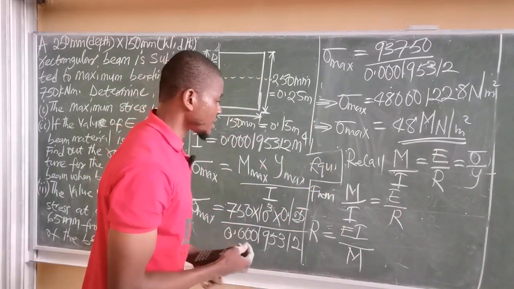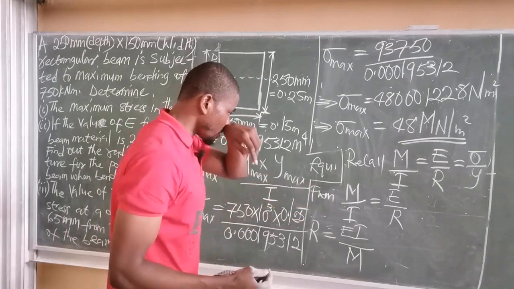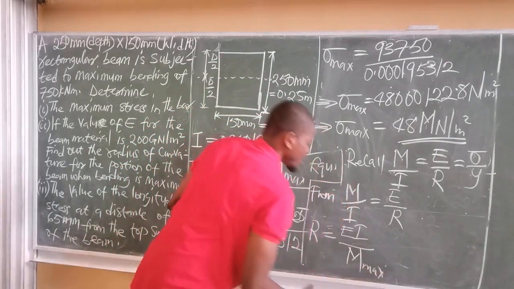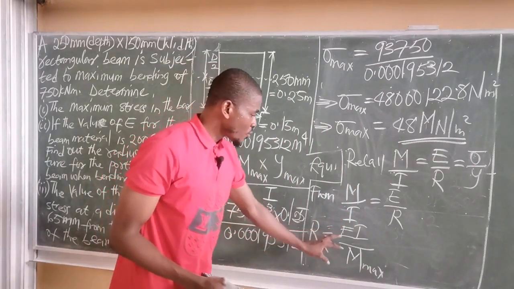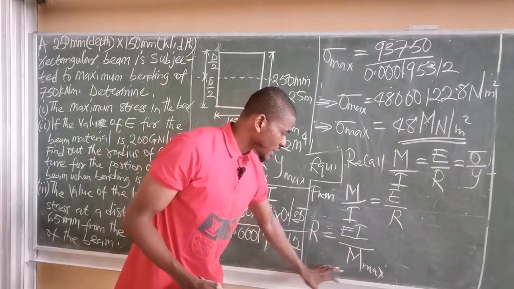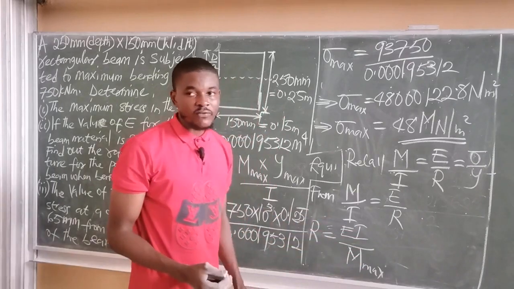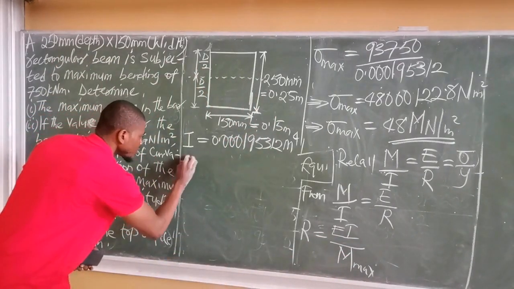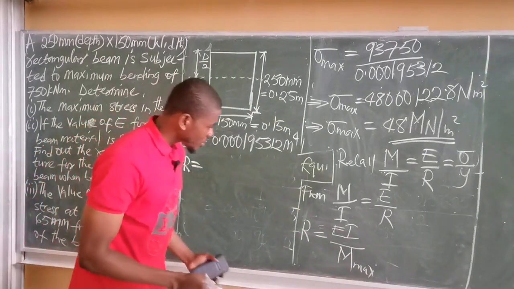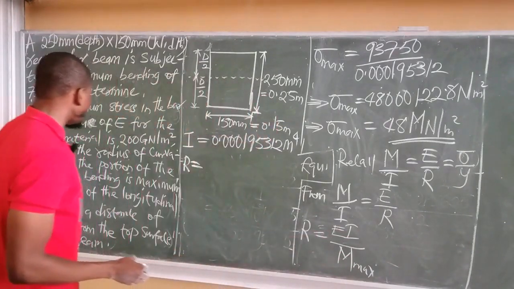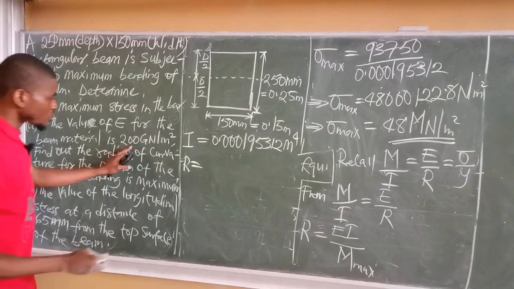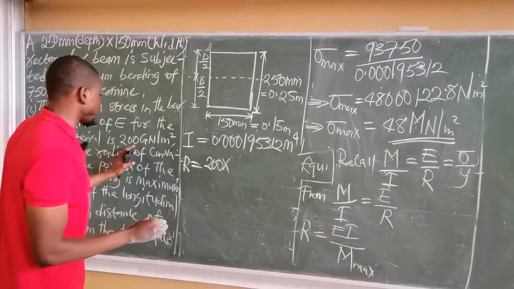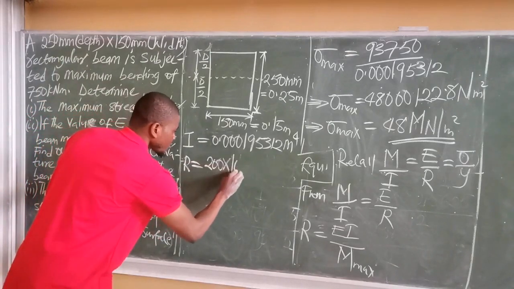M stands for what? It stands for the maximum moment. In this case, it's going to be M max. So we know the Young's modulus, we know the moment of inertia, we know the maximum moment, so we can find the radius of curvature. R is now equal to Young's modulus, which was given as 200 giganewtons. So this is simply 200. Giga simply means times 10 to the power of 9.